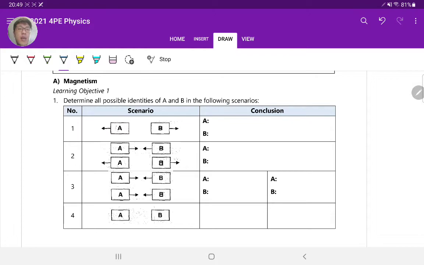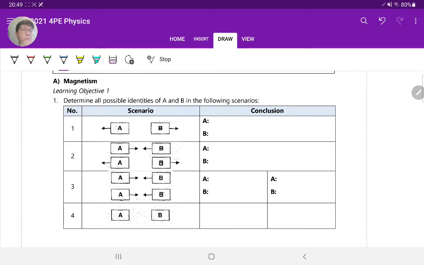So let's look at scenario 1. I'll just show you how to do this. Basically, we're supposed to identify all the possible identities of A and B in the following scenarios, whether it is a magnet or a magnetic material, or whether it's impossible to tell. So why don't you go ahead and pause this video, try it on your own, and when you're done or you're stuck, press play and resume as I go through.